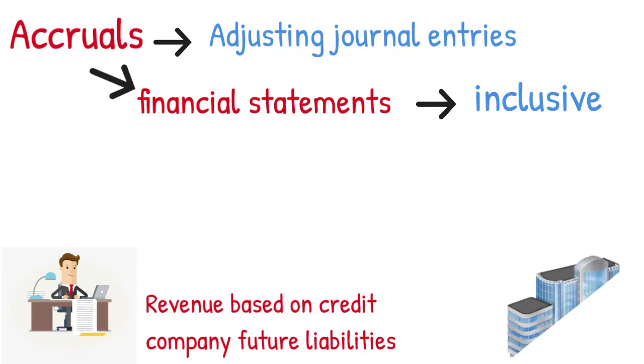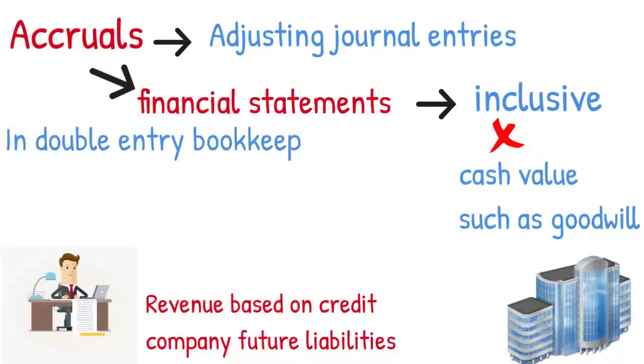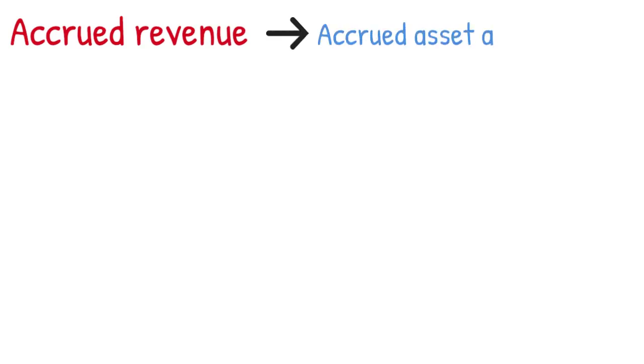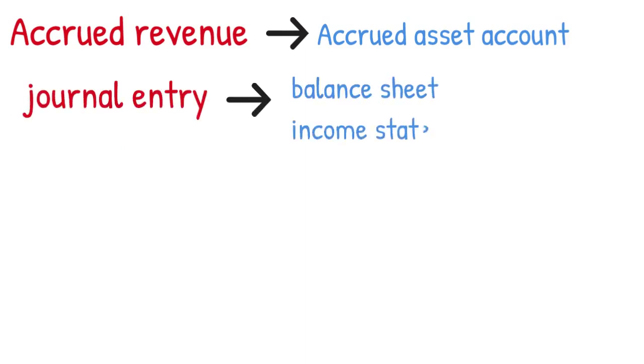By recording accruals, a company can measure what it owes in the short term and also what cash revenue it expects to receive. It also allows a company to record assets that do not have a cash value, such as goodwill. In double-entry bookkeeping, the offset to an accrued expense is an accrued liability account, which appears on the balance sheet. The offset to accrued revenue is an accrued asset account, which also appears on the balance sheet. Therefore, an adjusting journal entry for an accrual will impact both the balance sheet and the income statement.